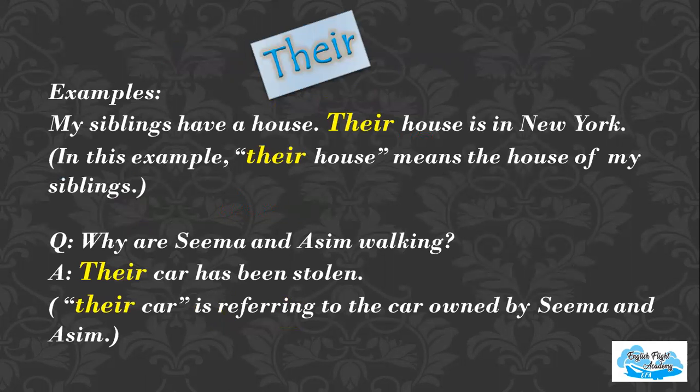More examples: my siblings have a house. Their house is in New York. So in this example, their house means the house of my siblings. In the second example: why are Seema and Asim walking? Their car has been stolen. So their car is referring to the car owned by Seema and Asim.